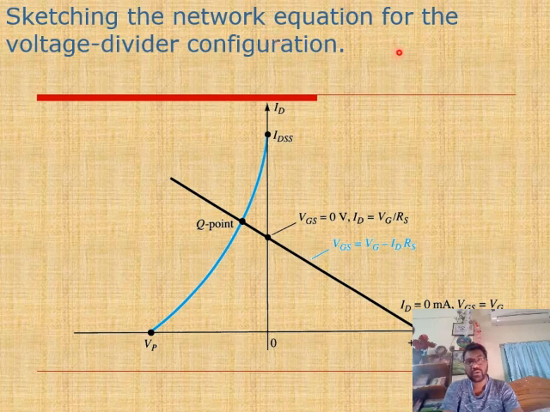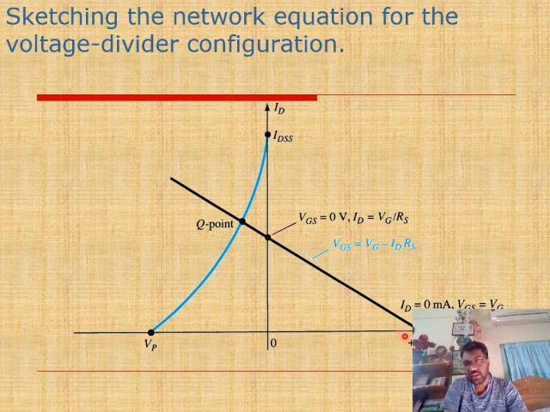Sketching the network equation for the voltage divider. So this is the load line and transfer characteristics for the voltage divider bias. This is somewhat different. The transfer characteristics are the same as in the other biasing, but here the load line is coming from the very positive side, so it will be somewhat different here.